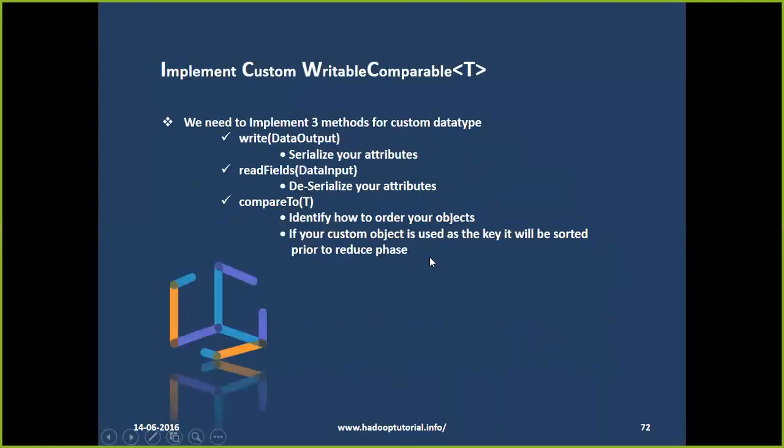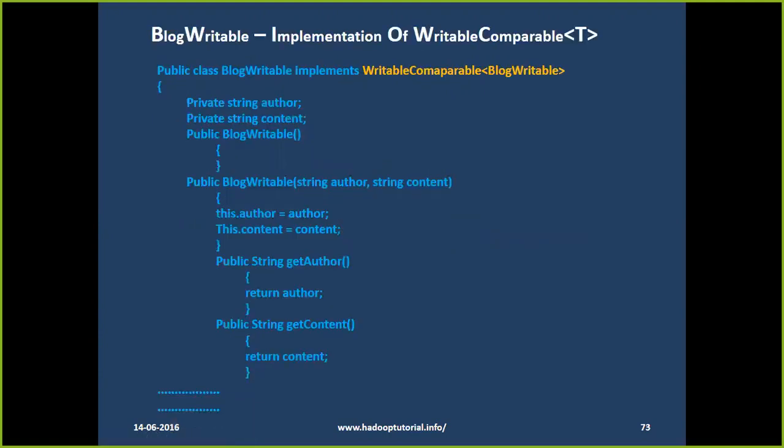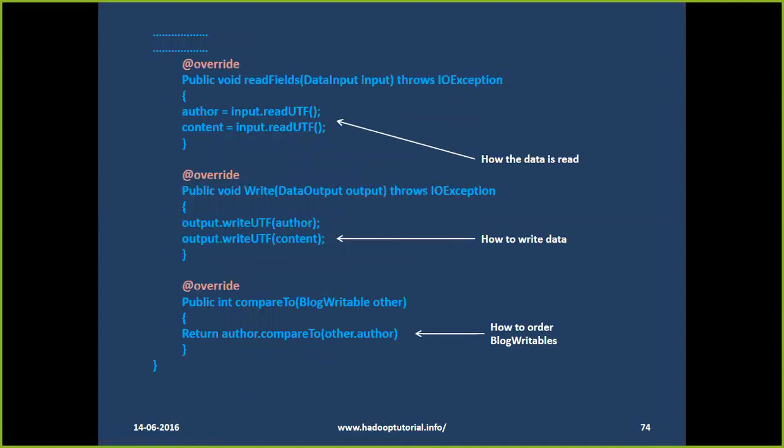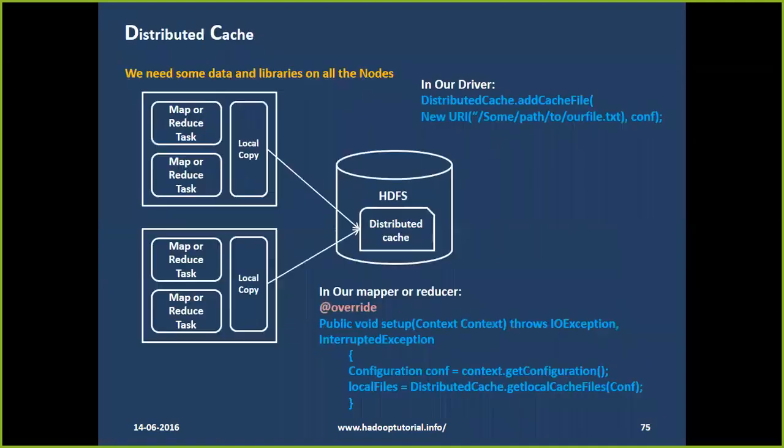So that's about the custom data types. To implement the custom writable, we write the write, readFields and compareTo methods. These are the methods where we need to provide the logic. A sample writable with author and content, two fields being treated as one object. So for those two topics, just be familiar with those keywords and you should not get surprised when someone talks about them. You should know the theory at least.